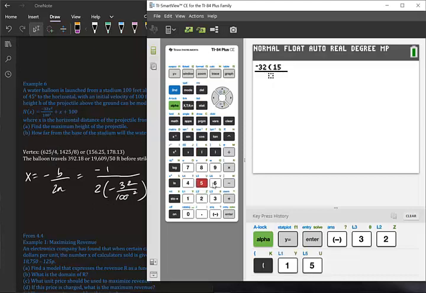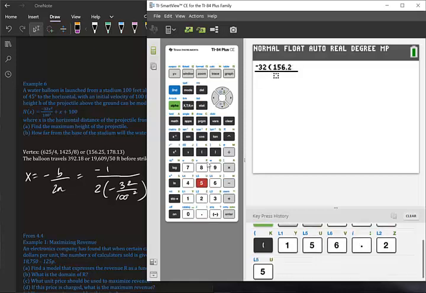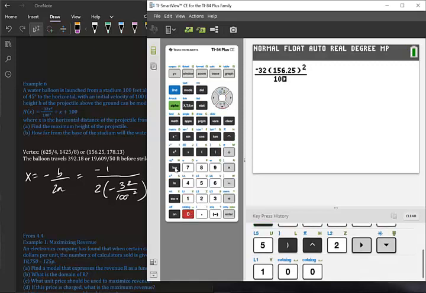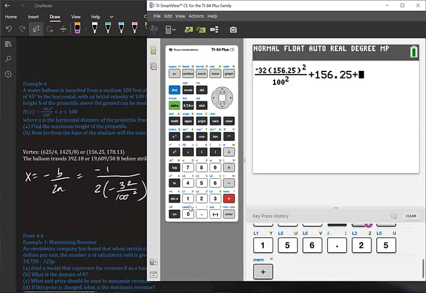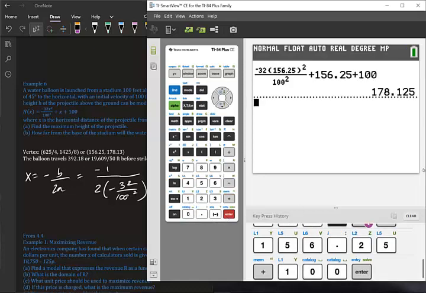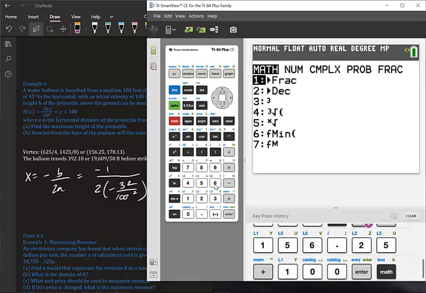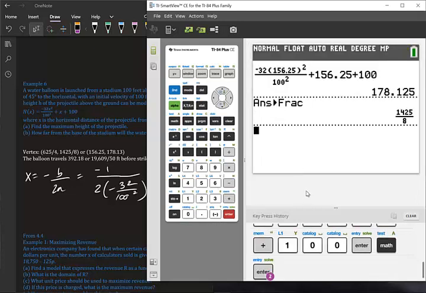So 156.25, and that's squared, over 100 squared, plus x, and remember x is 156.25, and then that's plus 100. And we get our decimal. If you don't want decimal, math, enter, enter.